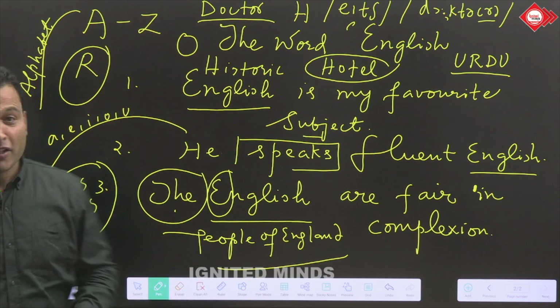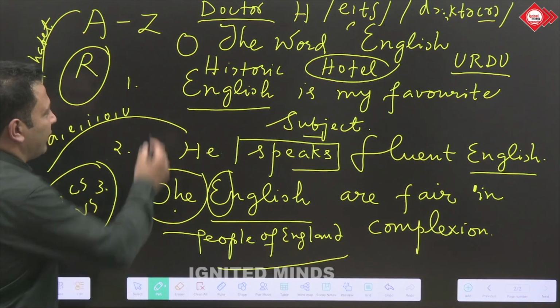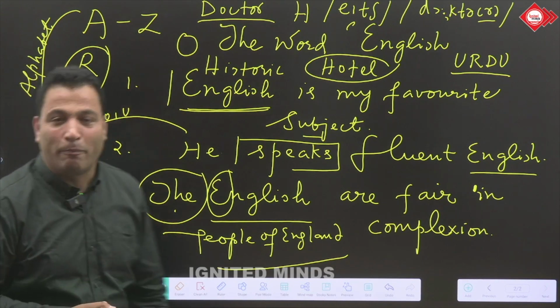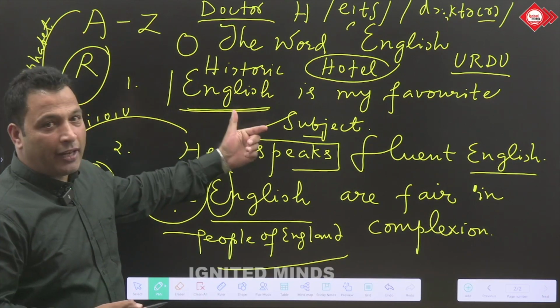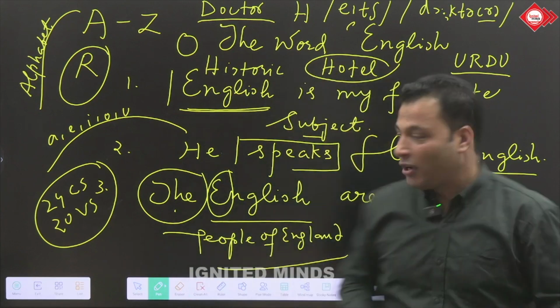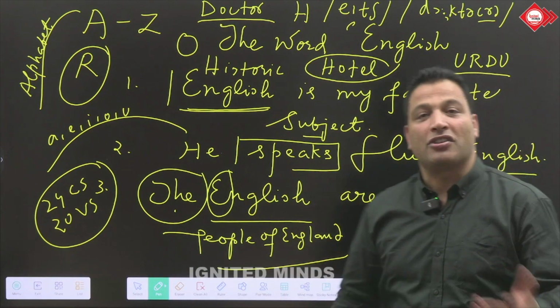So, three contexts. But आप मुझे बताएं कि तीनों कॉन्टेक्स्ट में जो स्पेलिंग है इस इंग्लिश की वो बिल्कुल सेम है. English is my favorite subject, ENGLISH. He speaks fluent English, ENGLISH. And then the English are fair and in complexion, ENGLISH.